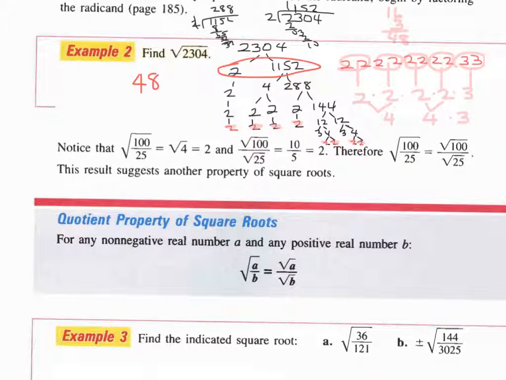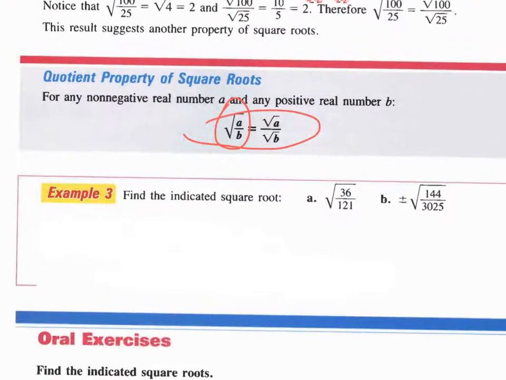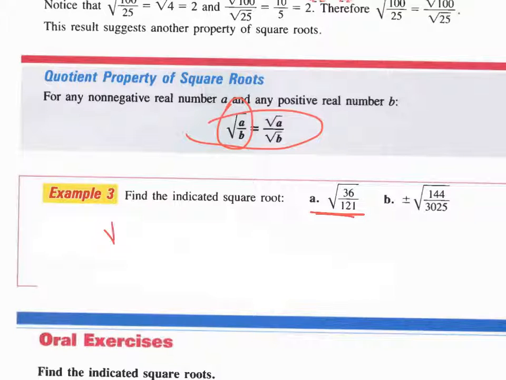Now, there's another property, and this is going to be the quotient property. Just like with the multiplication, we can actually pull this fraction apart and square root the numerator separately and square root the denominator separately. So, for example, on part A here, I could pull this apart and do the square root of 36 and the square root of 121. The square root of 36 is 6. The square root of 121 is 11. So that would simplify to 6 over 11.